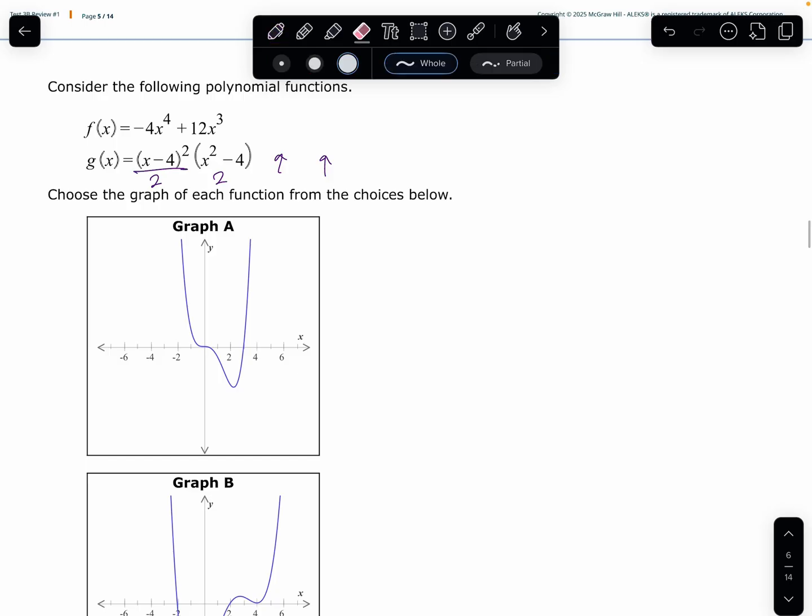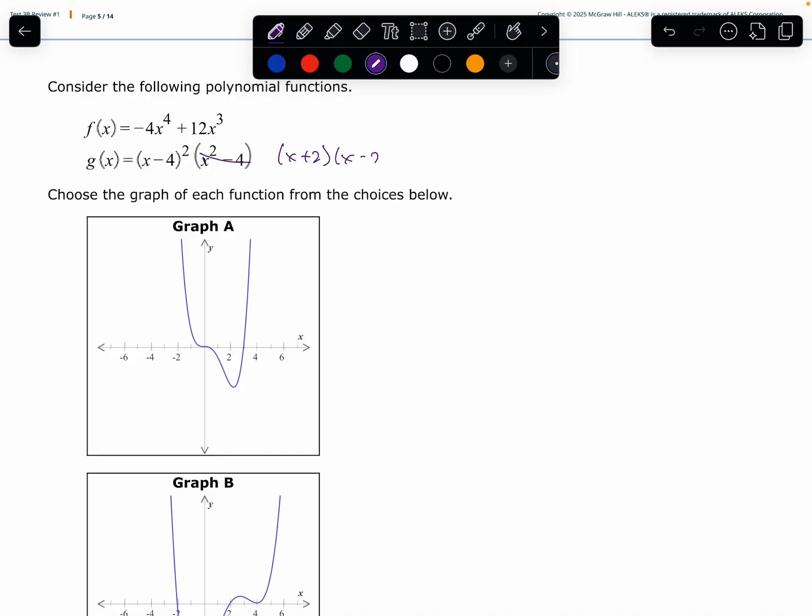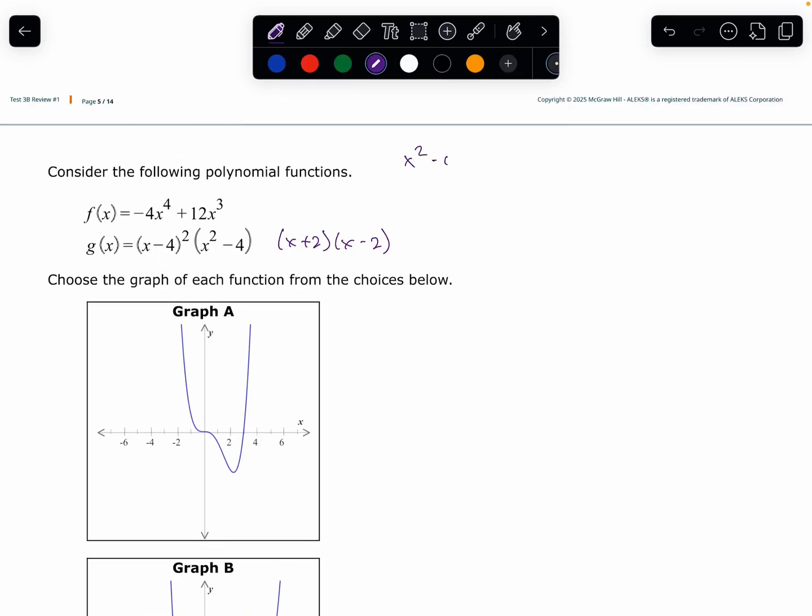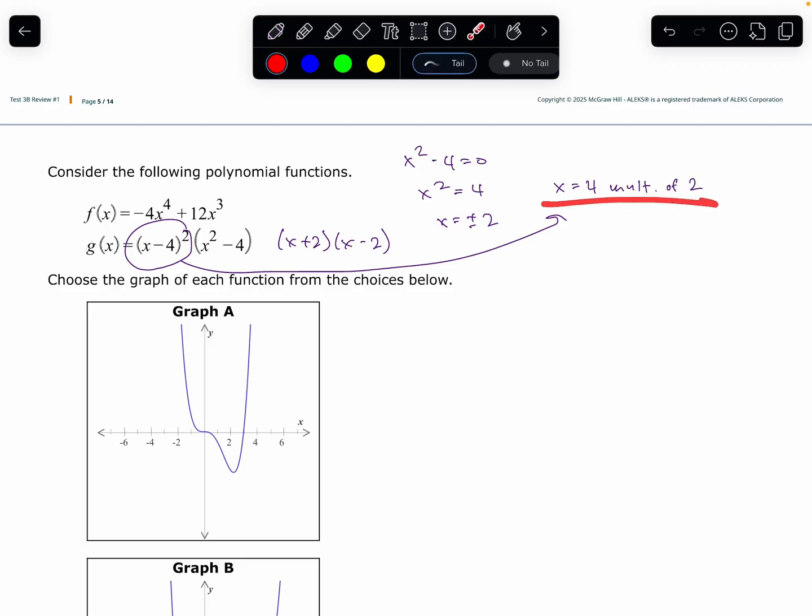Now, let's look for x-intercepts since this is factored. This can factor even more. This can factor to be x plus 2 and x minus 2, if you remember difference of squares. Or you could just take x squared minus 4, set it equal to 0, take the square root, so x is going to be plus or minus 2. And then over here, we have another x-intercept at x equals 4, but it's a multiplicity of 2, which means it's only going to touch at x equals 4.